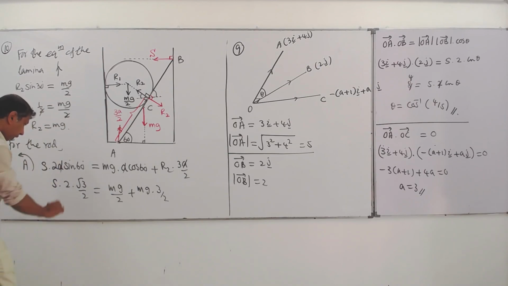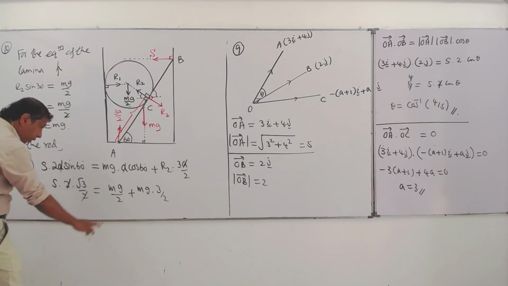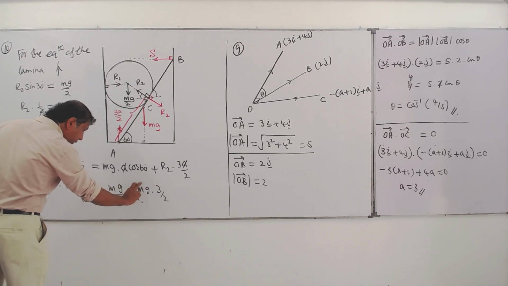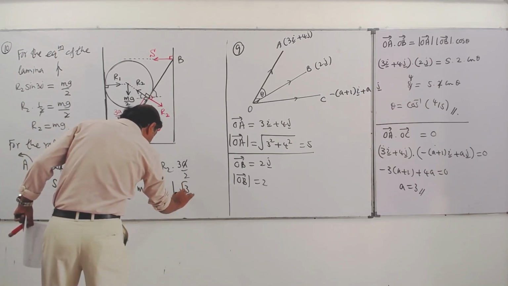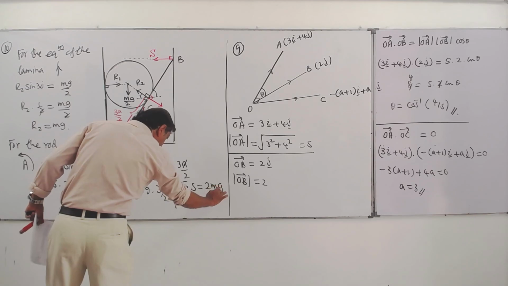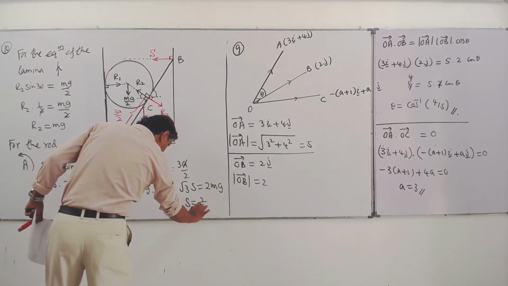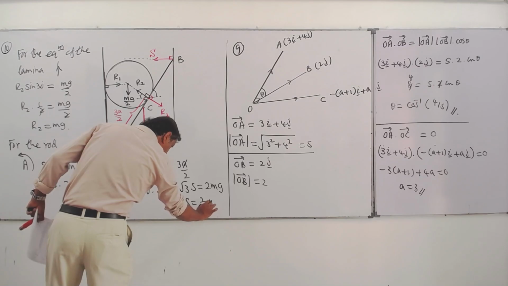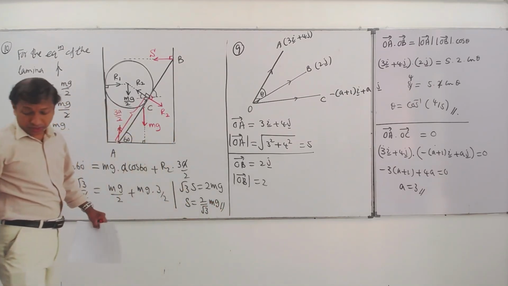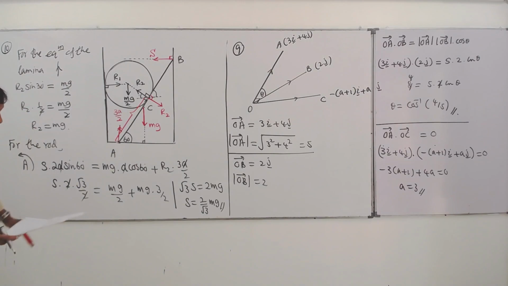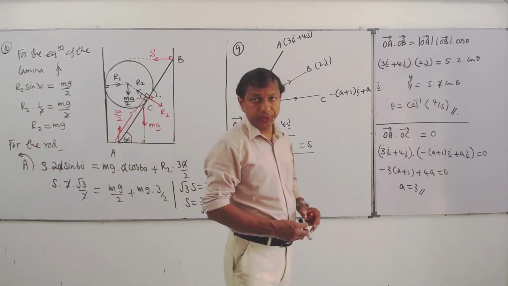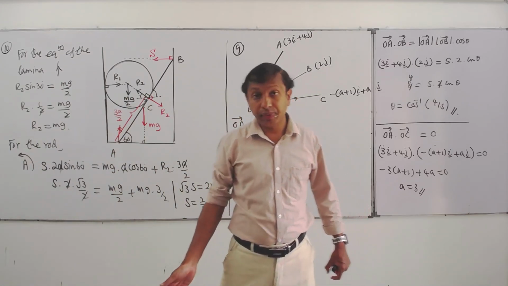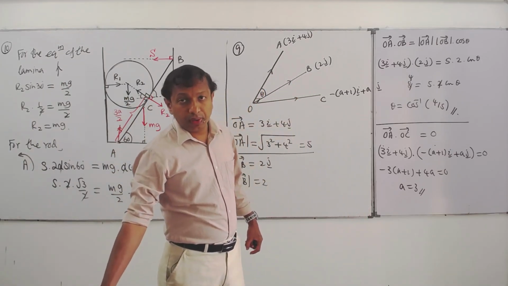Then we can cancel down this 2 and this 2. Here mg, 3 mg, 4 mg. Divide by 2, 2 mg. Okay. Then we get root 3 S equals 2 mg. S equals 2 over root 3 mg. Right? This is how we find that reaction. Okay. Right. So then people, we meet next day in the next step.